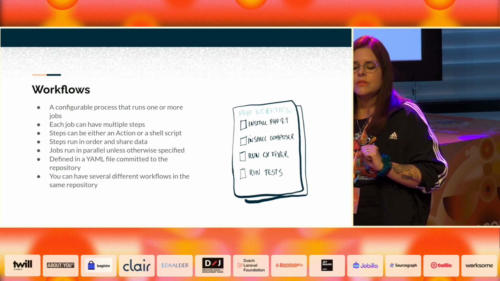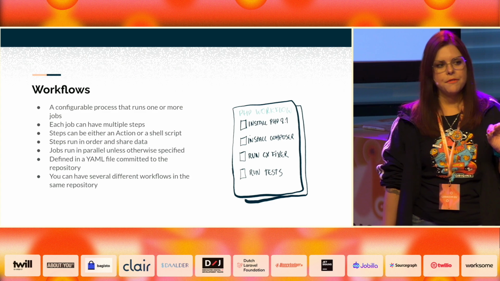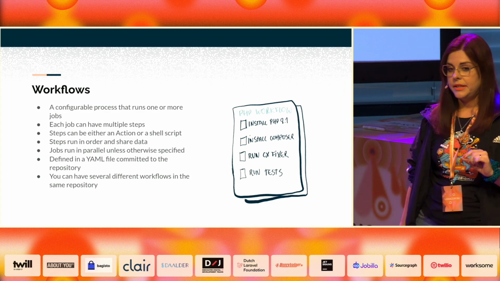So workflows are defined as a YML file that lives in a specific place in your repository, .github/workflows, and they can have any name you want. You can have several workflows in a repository. Jobs run in parallel. Also, this is important. So you can have a workflow with multiple jobs that run in parallel. Most workflows have only one job with several steps.